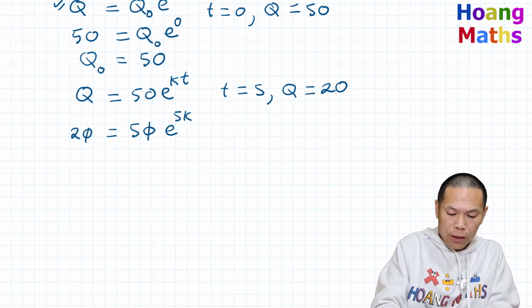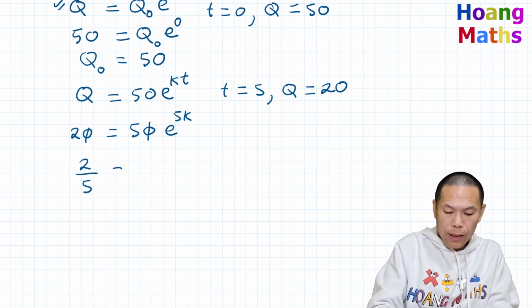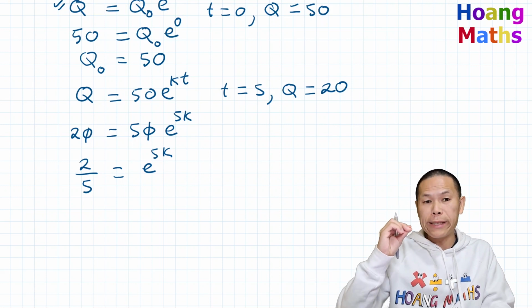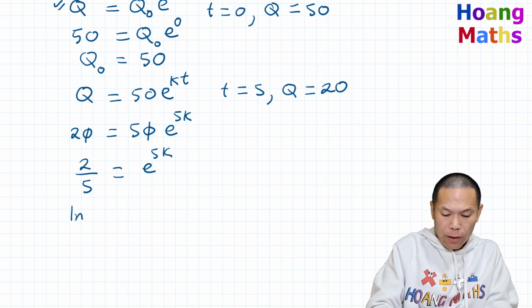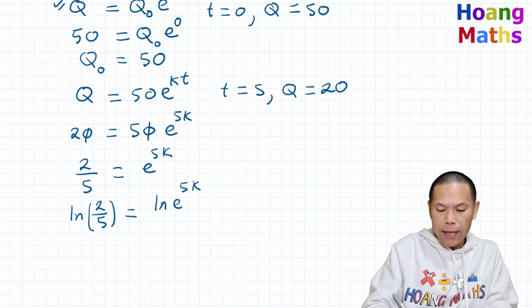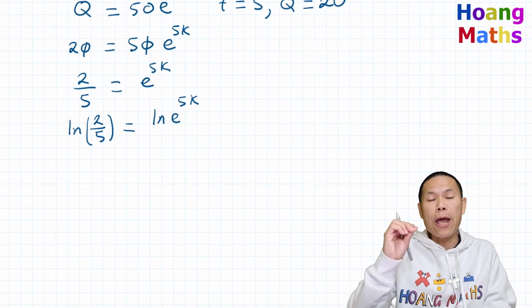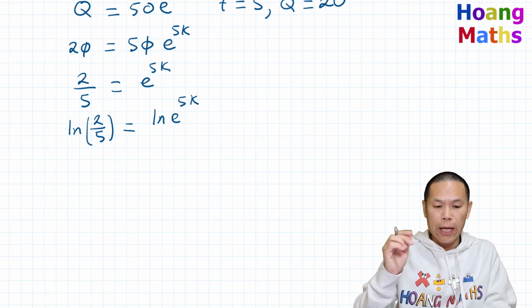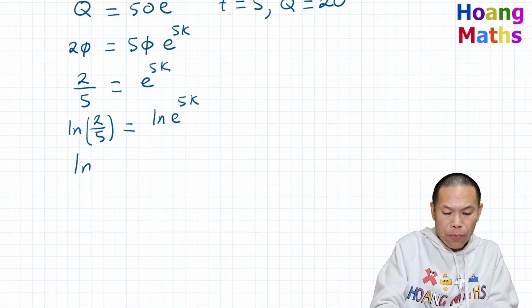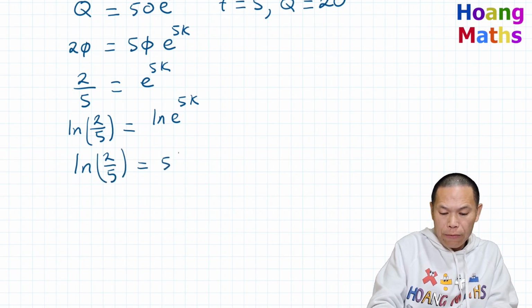So that cancels this first. So 2 over 5 is e to the power 5k. Then I take log base e on both sides. So ln 2/5 is ln e to the 5k. And do not forget, ln e to the 5k is exactly the same as 5k. They cancel each other out. So in other words, ln 2 over 5 is 5k.